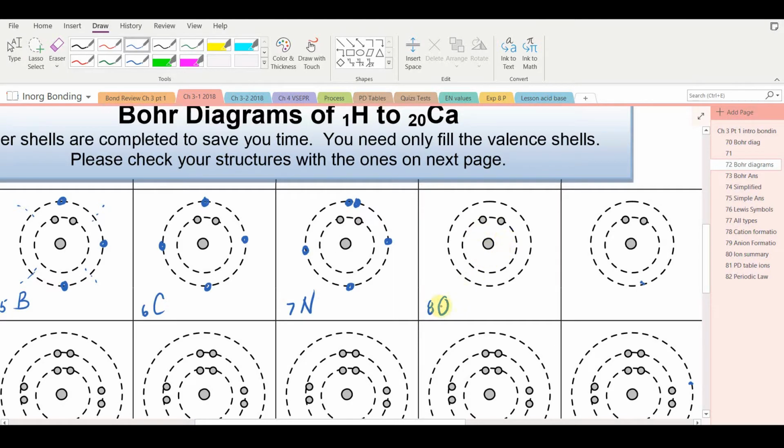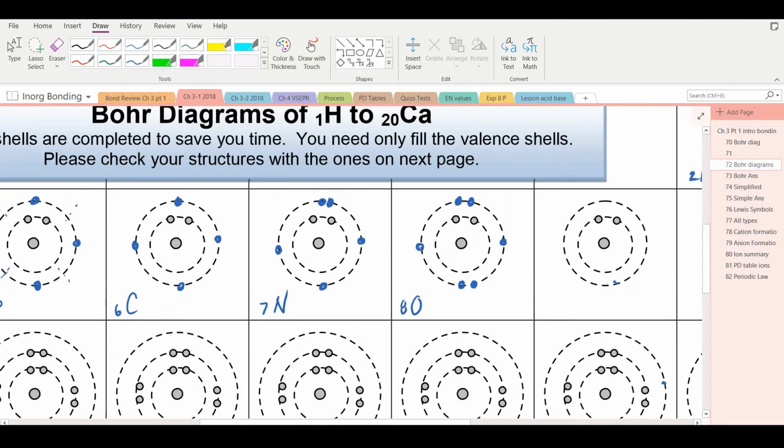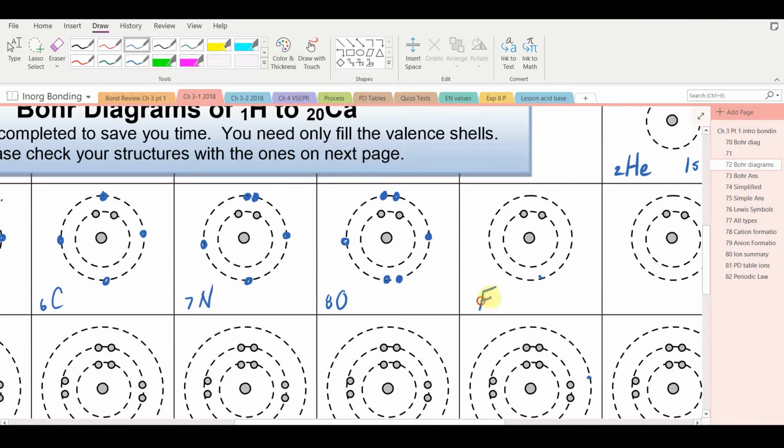2 electrons in the inner shell. We'll have 6 in the outer shell. I'm going to put 2 pairs, top and bottom, and then singles left and right. Next is element number 9, fluorine, with 2 electrons in the first shell and then 7 in the second shell. So each of these is singly occupied, then they have to pair up.